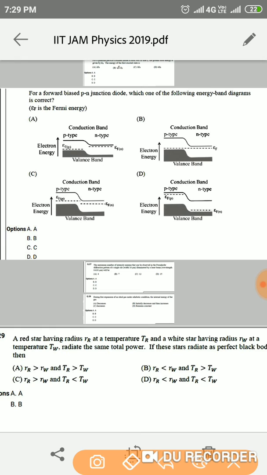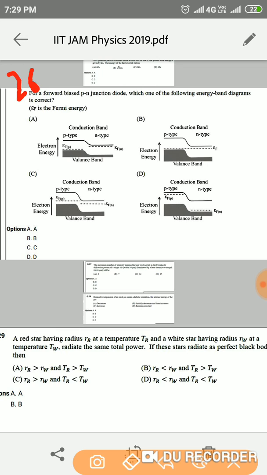So let's start this video. This is question number 26. In this we have been asked which of the energy band diagrams is correct for a forward biased p-n junction.